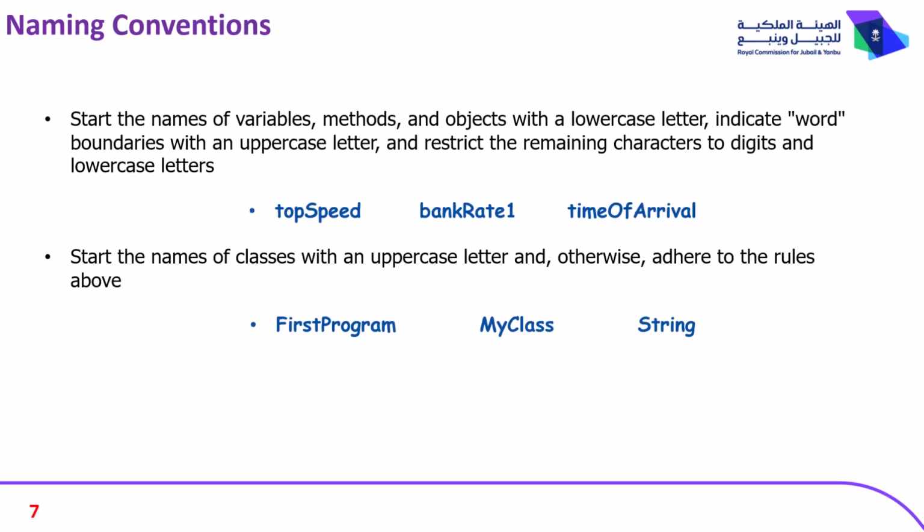Naming conventions. To keep code professional, we use specific naming conventions. Variables, methods, and objects should start with a lowercase letter and use camel case for multi-word names like topSpeed. However, class names should always start with an uppercase letter, such as FirstProgram.